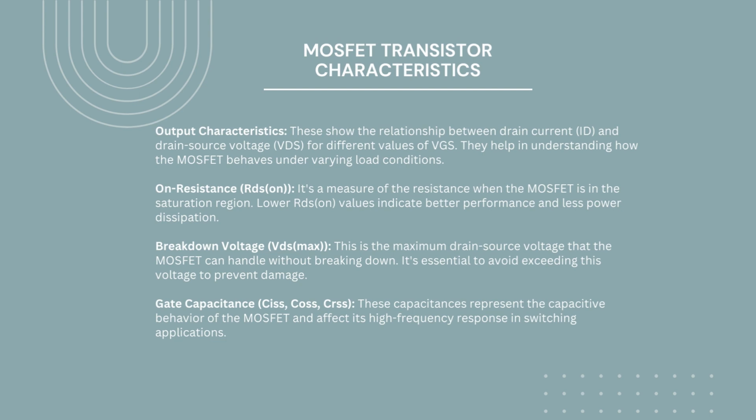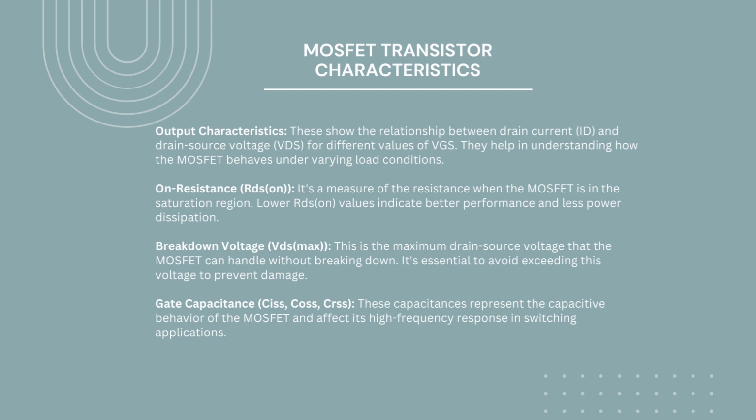Now, there is a term called the gate capacitance. It is represented as C. Normally, capacitance is represented as C. So, there are three capacitances: CISS, COSS, CRSS. We will discuss them in the coming lectures. These capacitances represent the capacitive behavior of the MOSFET and affect its high frequency response in switching applications.